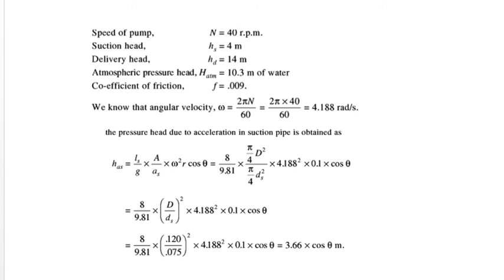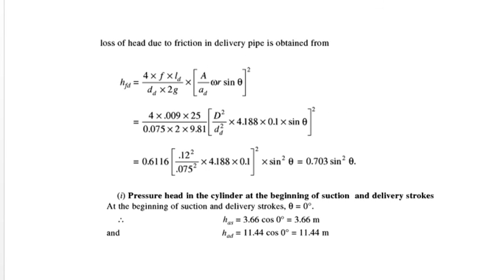you can get the head loss due to acceleration at the beginning of the suction stroke. So we will put the value cos 0 degree. So HAS will be 3.66 meter and HAD will be 11.44 meter.